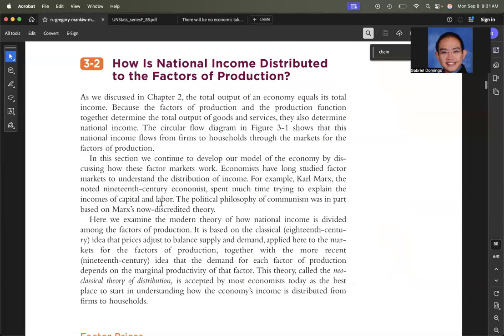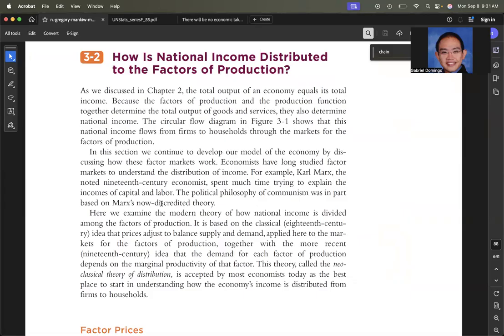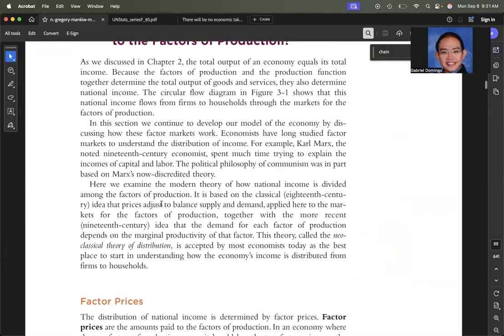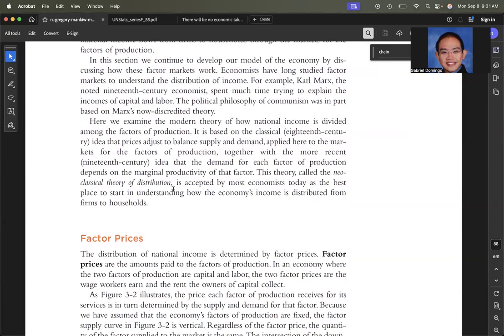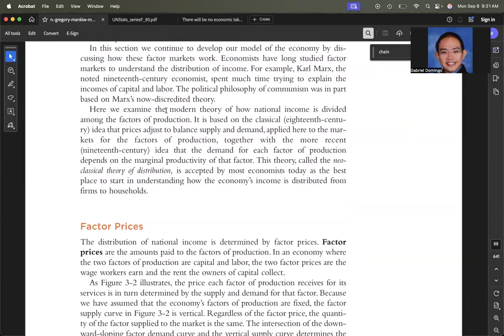Now the next question is how is national income distributed to the factors of production? So to examine this, long story short, we're going to use markets. Okay. So the modern theory of how national income is divided amongst the factors of production is based on this idea of markets where prices adjust to balance supply and demand. Here, those prices are the input prices called wages and rents, and they're applied to the markets for the factors of production, K and L.